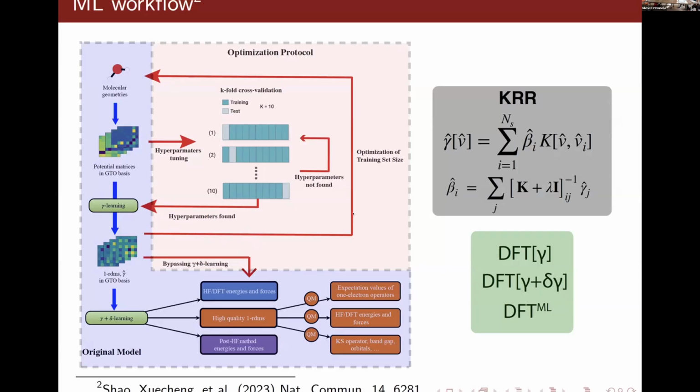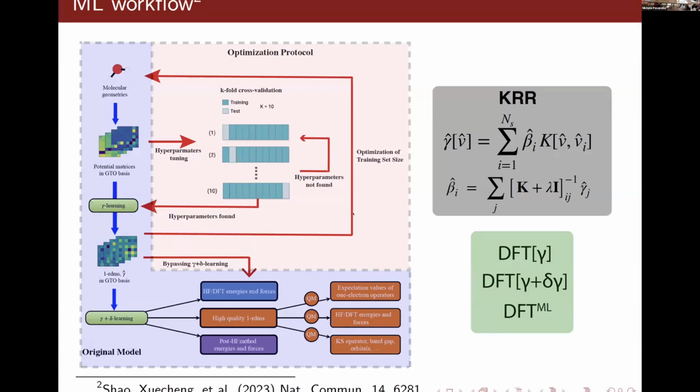These colorful matrices are a representation of the gamma. This is the discretized gamma in the GTO basis. They're color coded so that if it's darker, it's higher. I see. That's in the basis.